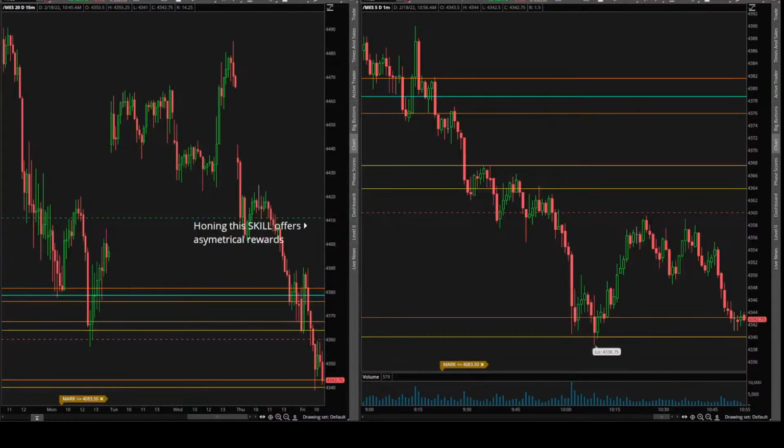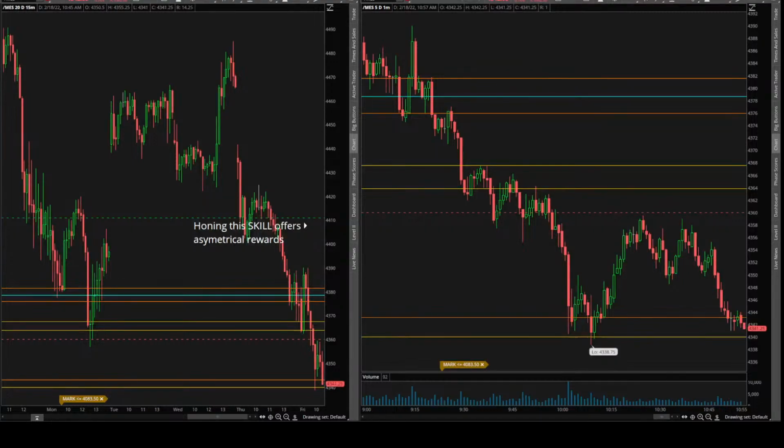44. Still looking ugly. Oops. Let's see, got the 10 there. Okay, don't like this candle. Pretty close to getting stopped out here.